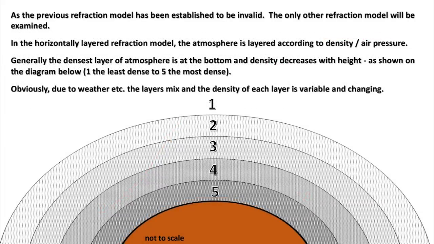As the previous refraction model has been established to be invalid, the only other refraction model will be examined. In the horizontally layered refraction model, the atmosphere is layered according to density and air pressure. Generally, the densest layer of atmosphere is at the bottom, and the density decreases with height, as shown on the diagram below, 1 being the least dense, 2.5 the most dense. Obviously, due to weather, etc., the layers mix and the density of each layer is variable and changing.